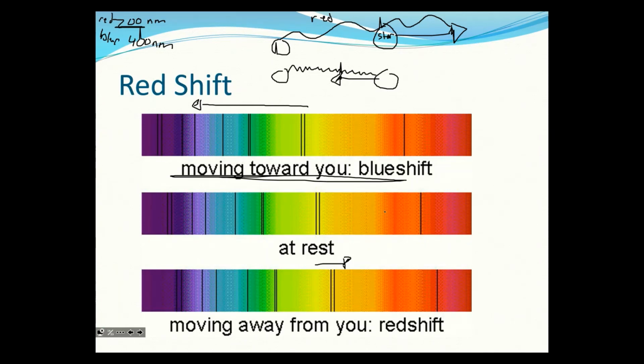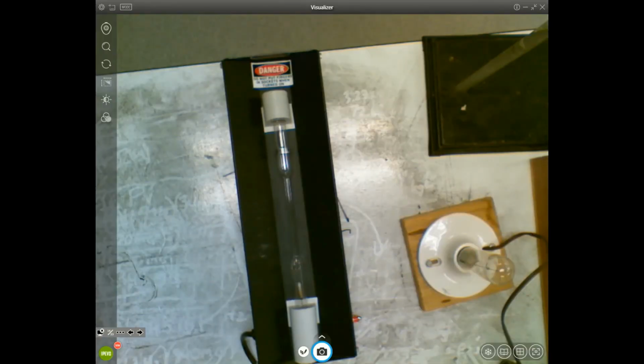The cool thing about these red and blue shifts is that when scientists were looking at the stars, at whether they were moving towards or away from us, you would think that some of the stars would be moving away and some would be moving towards. But that's not what they found. They found that almost all of the stars were moving away from us. And scientists had to explain why this is happening.